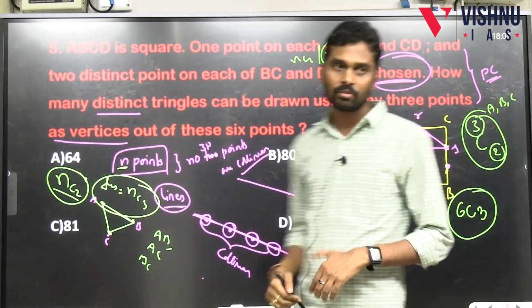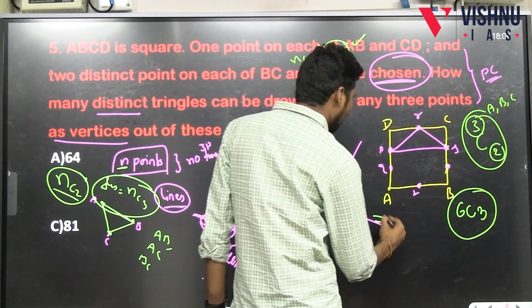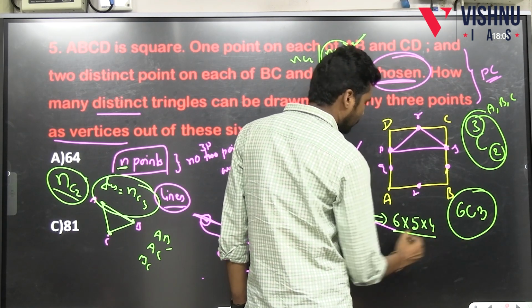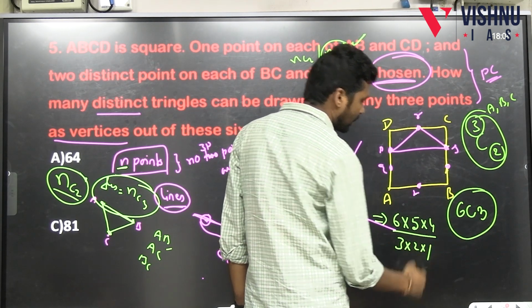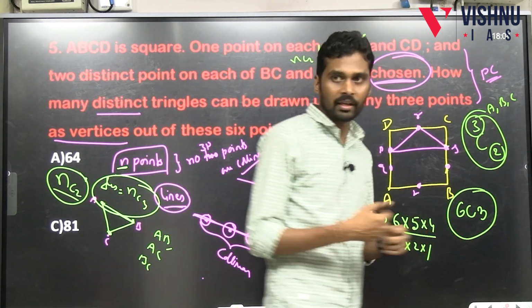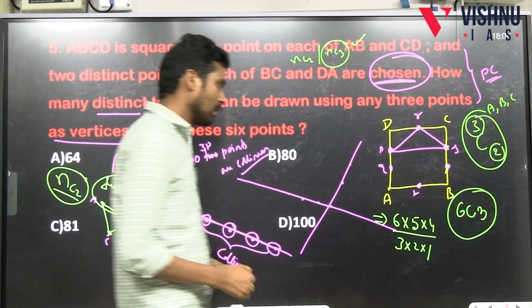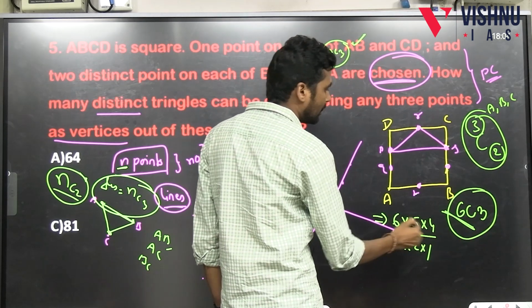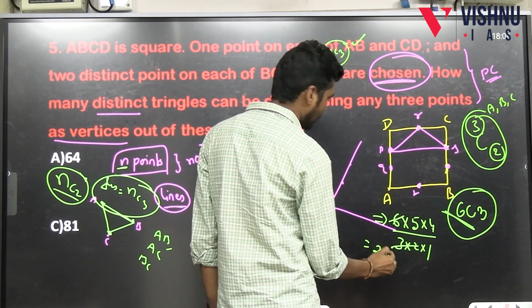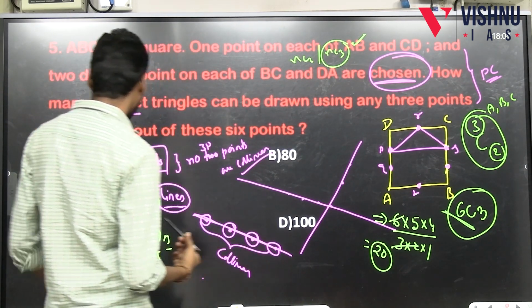6C3. By the way, to know what 6C3 is, it can be written like this: 6 into 5 into 4 over 3 into 2 into 1. This we'll discuss in the permutations and combination class. Anything like 5C2, 6C2, how we find those values, we'll discuss in the class. So here 6C3 means 6 into 5 into 4 over 3 into 2 into 1. 3 2s are 6, 6 gets cancelled, 5 into 4 is what? 20.